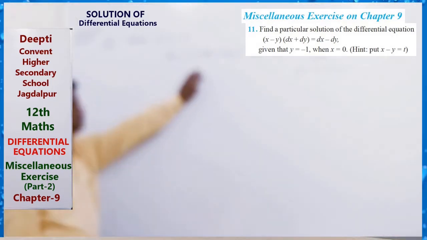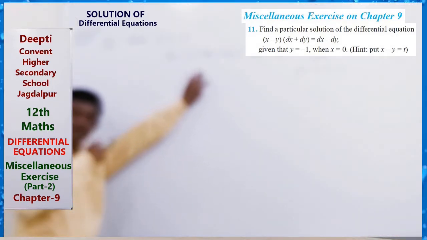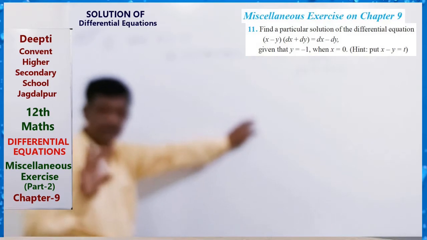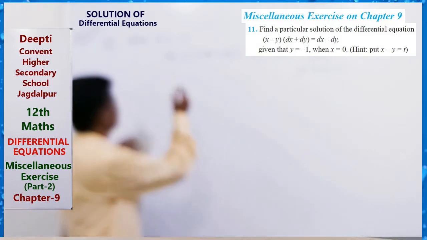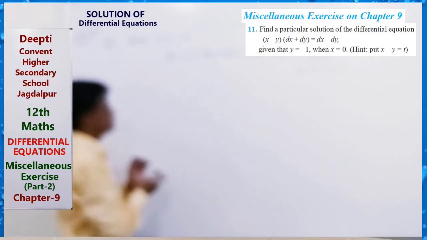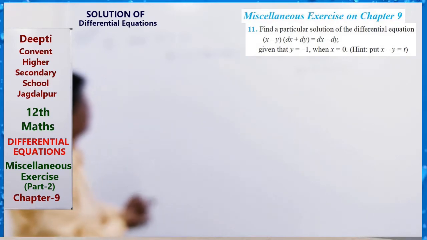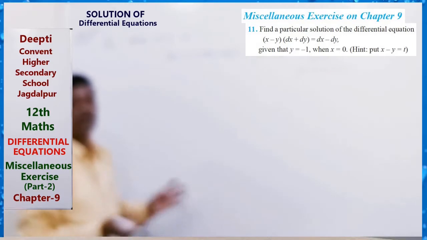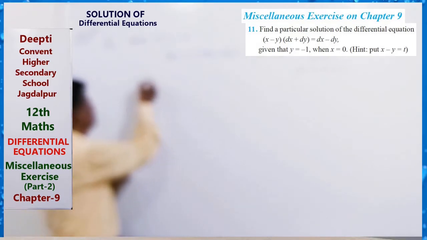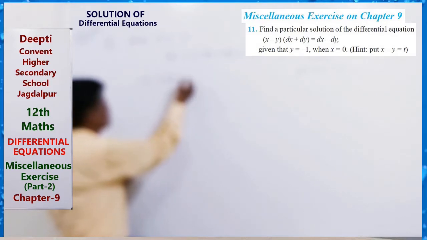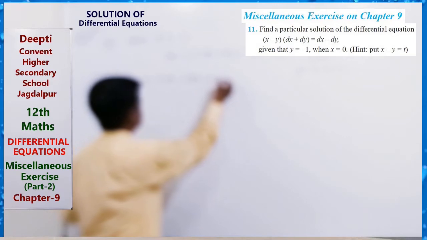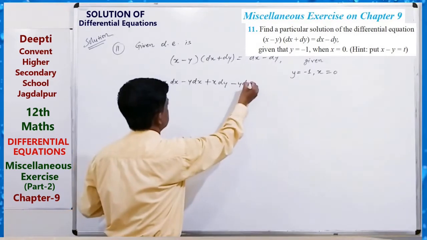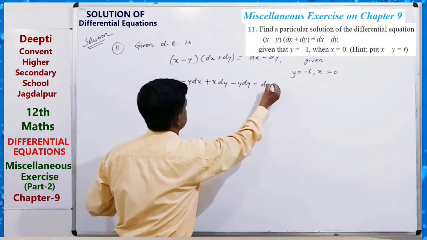We have to solve this differential equation. So first of all, we have to find the general solution. For the general solution, just write the value of dy by dx first. So x dx minus y dx plus dy equals dx minus dy.